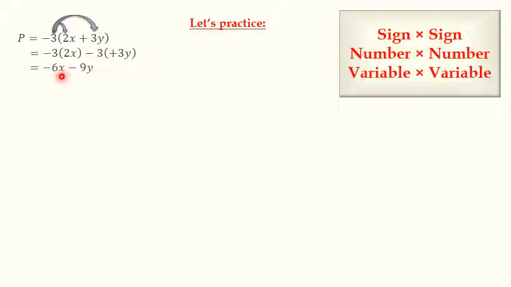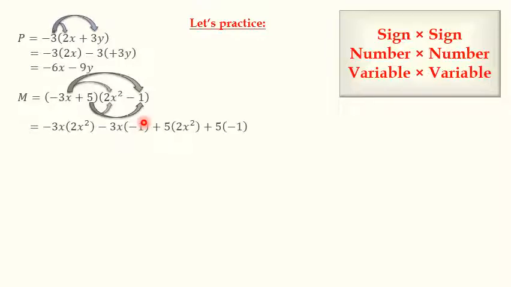So the answer is minus 6x minus 9y. Another example, minus 3x plus 5 into 2x squared minus 1. What should I do here? Minus 3x multiplied by 2x squared, then minus 3x multiplied by minus 1, then 5 multiplied by 2x squared, then 5 multiplied by minus 1.